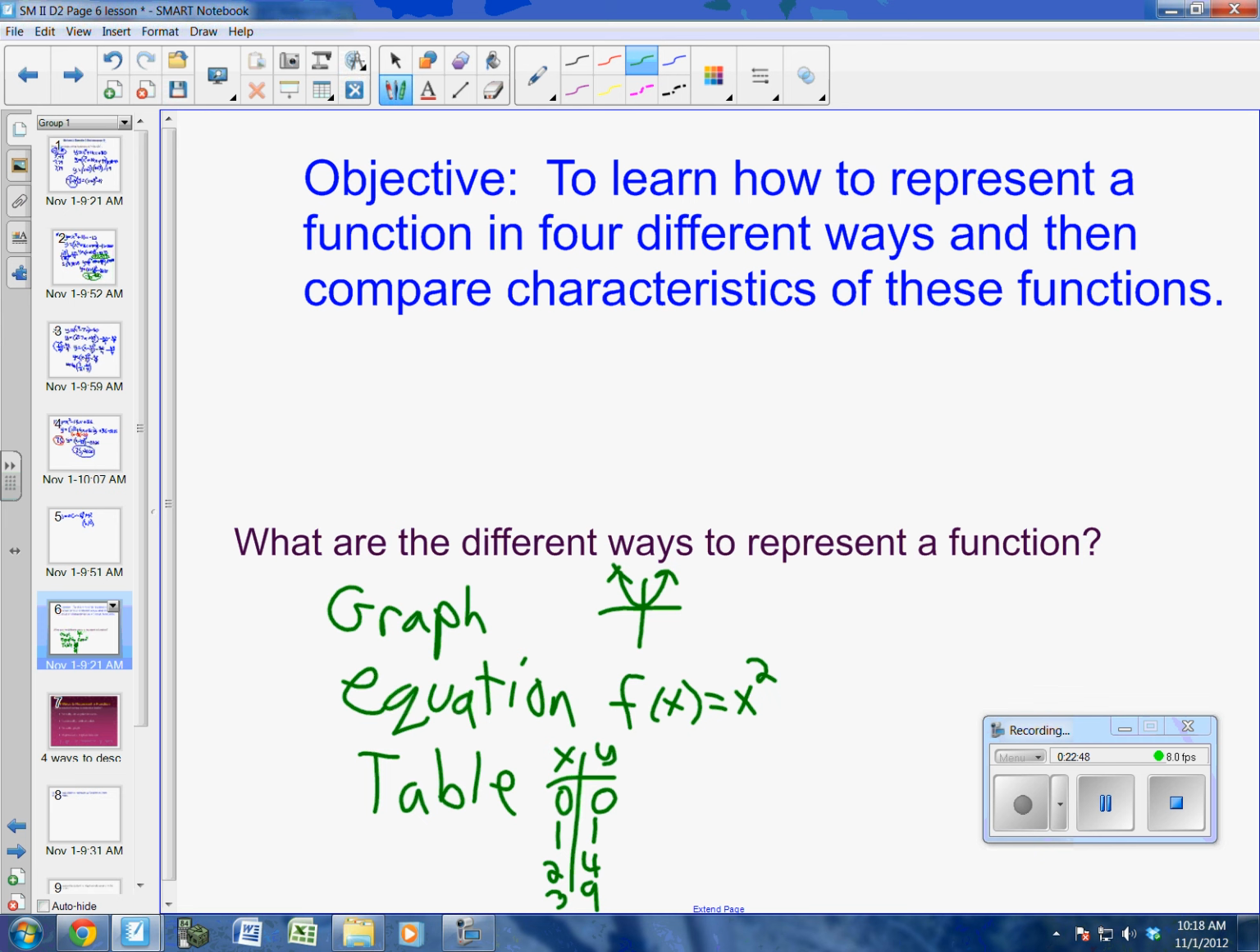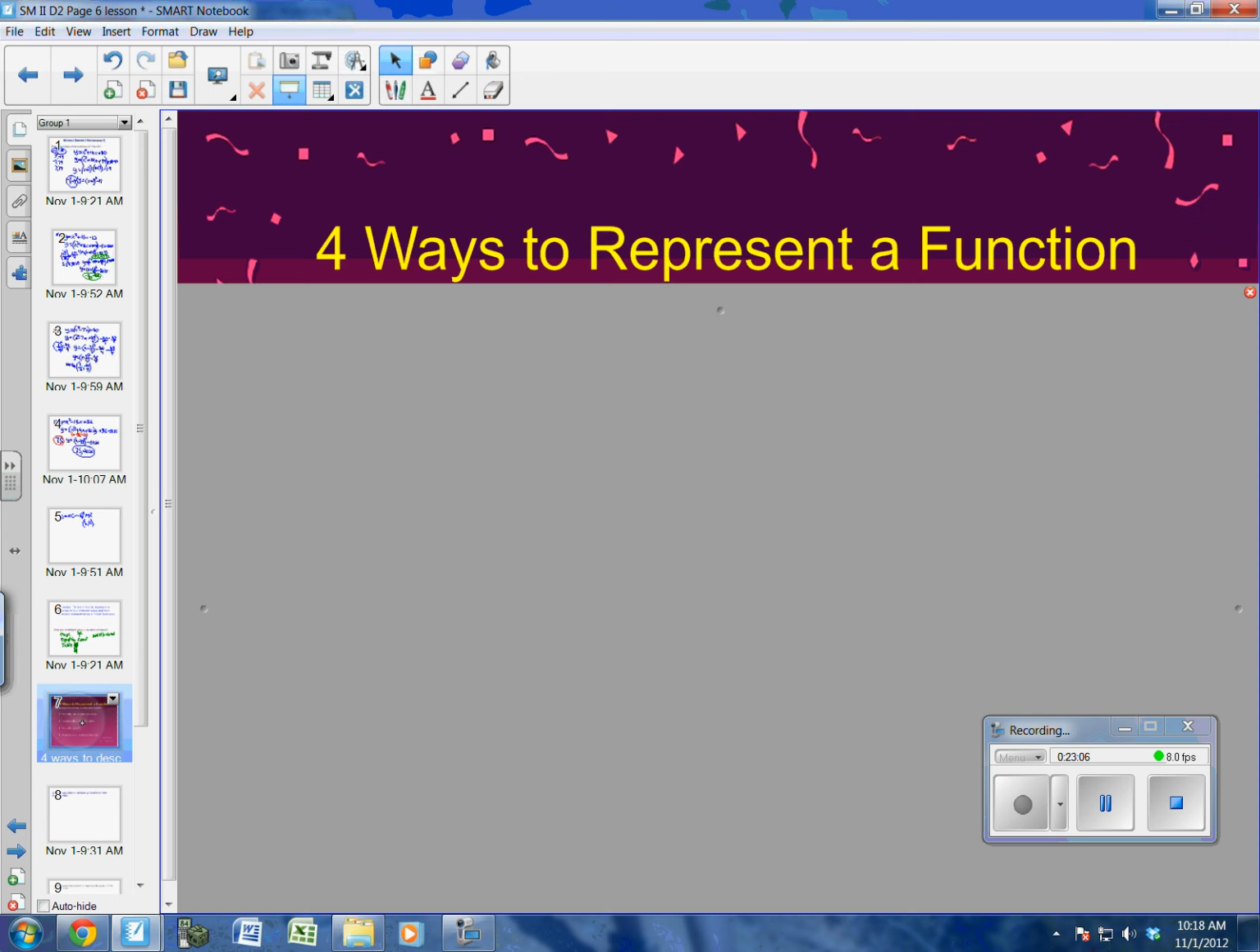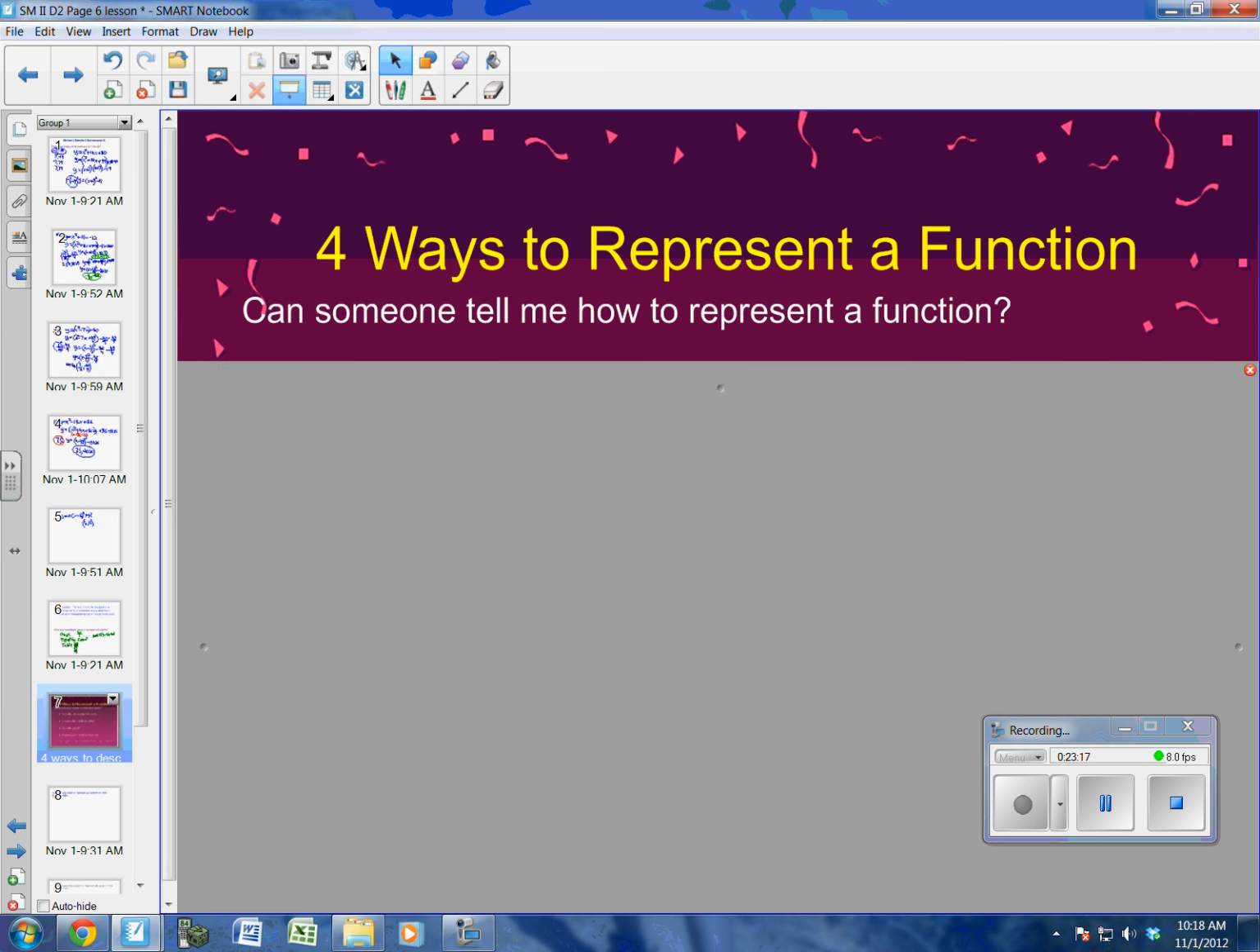It has to do with expressing it out of your mouth. Verbally. Yeah, story problem, or words. That's verbal. We should say verbal. Okay? Those are the 4 ways. Now, I wrote this nifty little slide. Actually, I stole it from someone else. 4 ways to represent a function. I want you to write this down. 4 ways to represent a function.